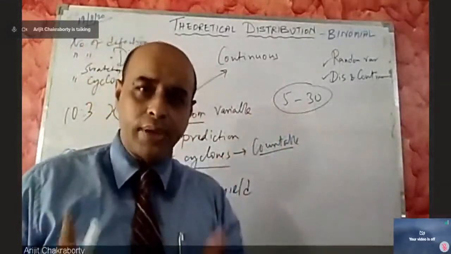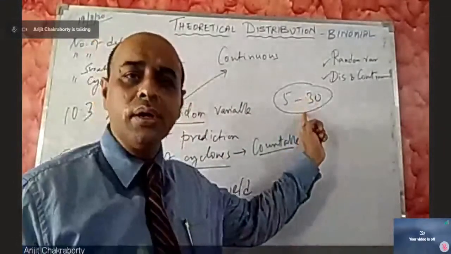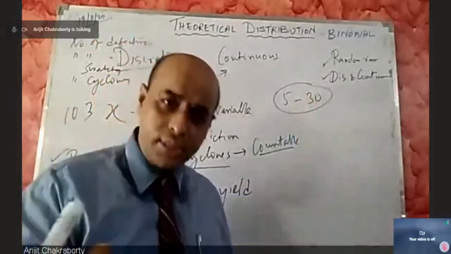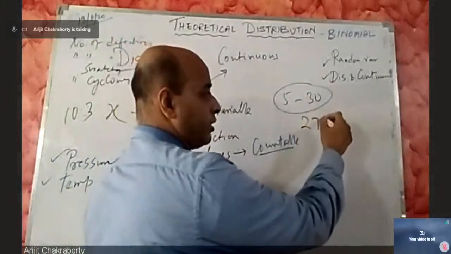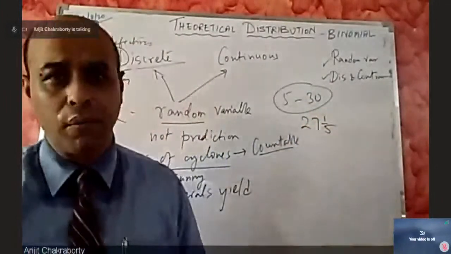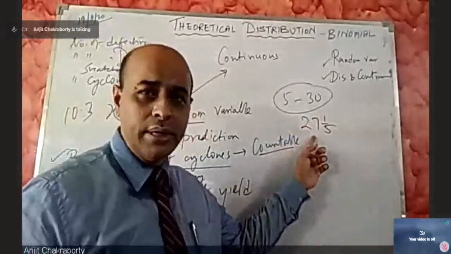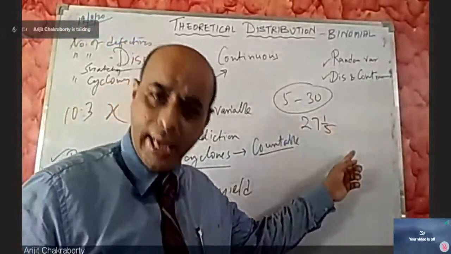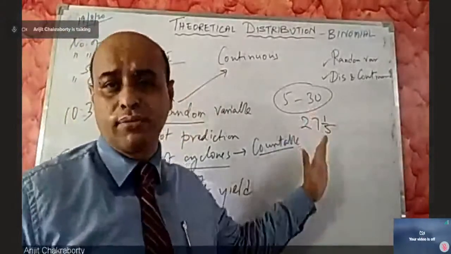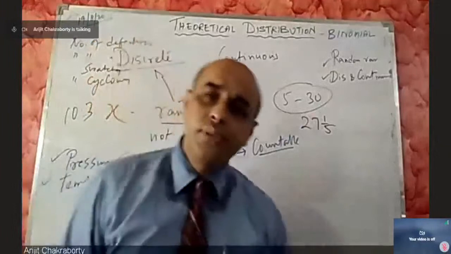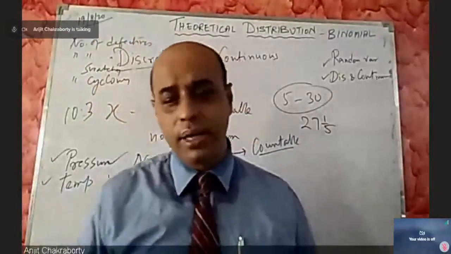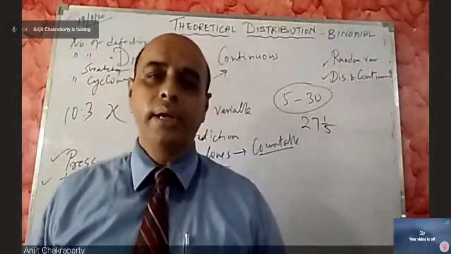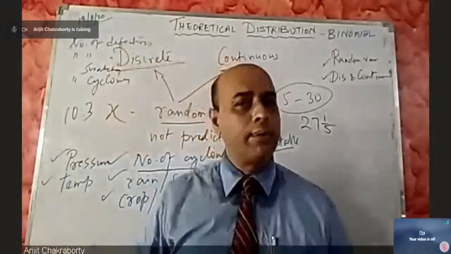Yes, the number of defectives can assume any of the whole number values, integer values, but it cannot have a value like 27 and 1 by 5. It can assume the value 28, but not 27 and 1 by 5. Right? So this is an example of certain values which are random numbers, and these are discrete random variables.